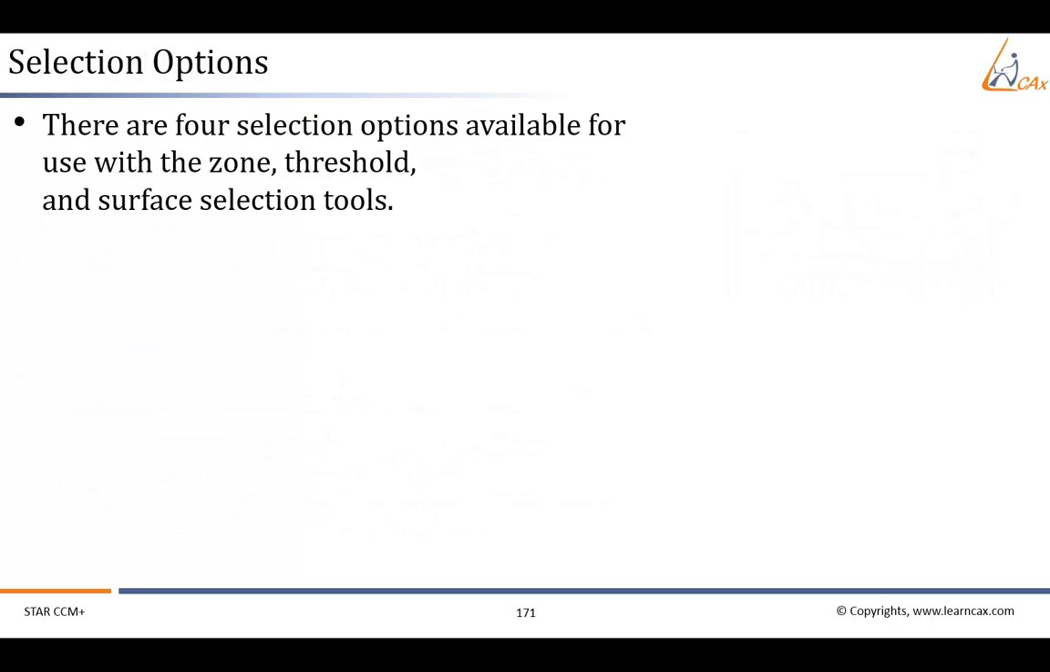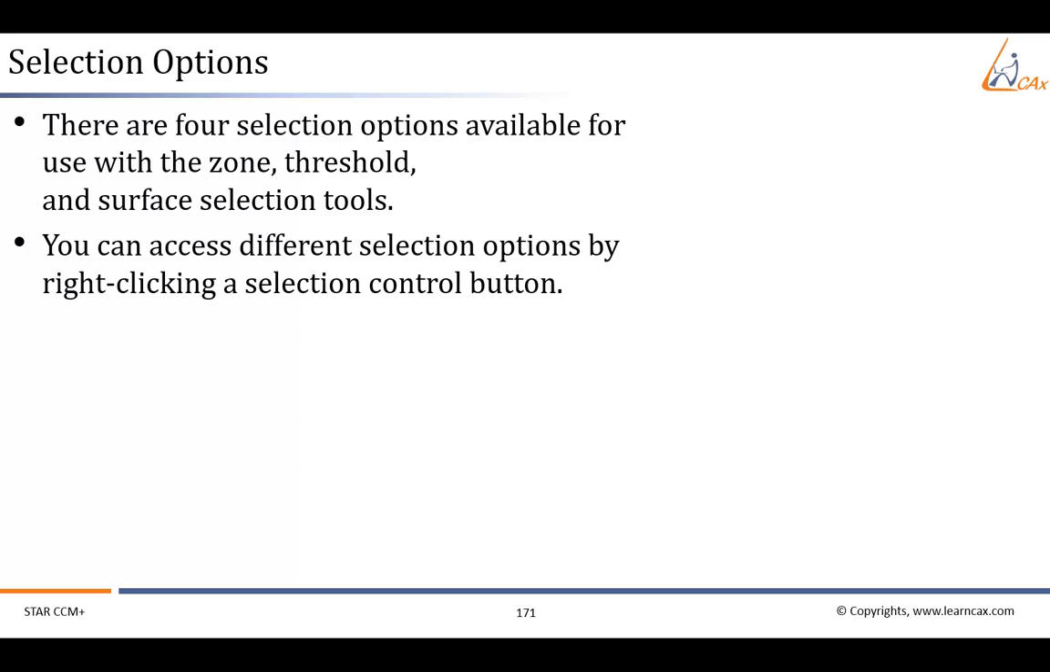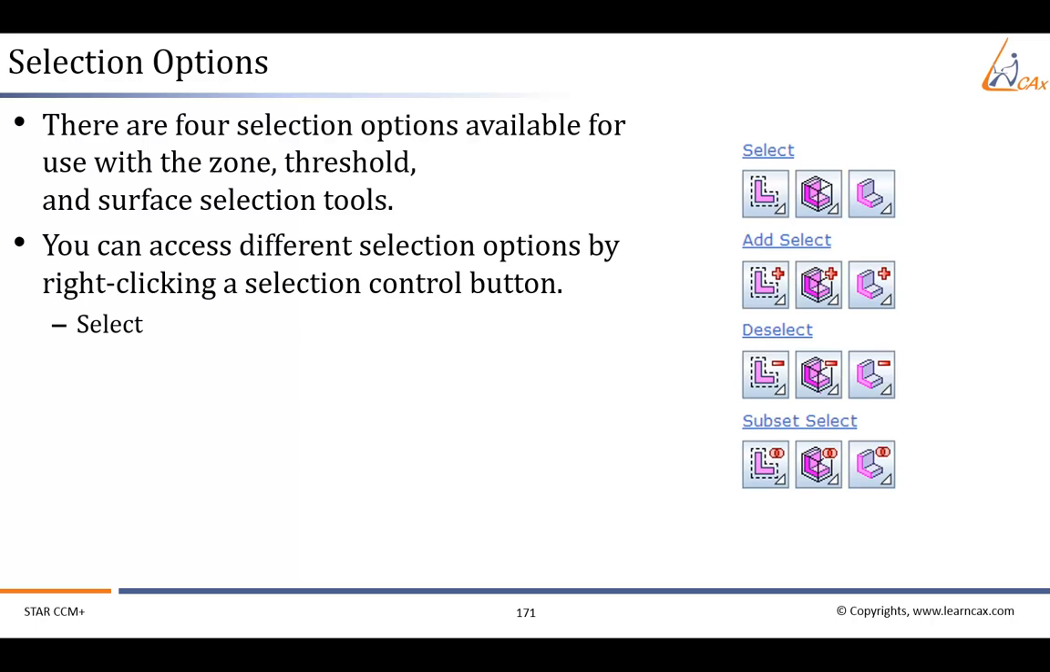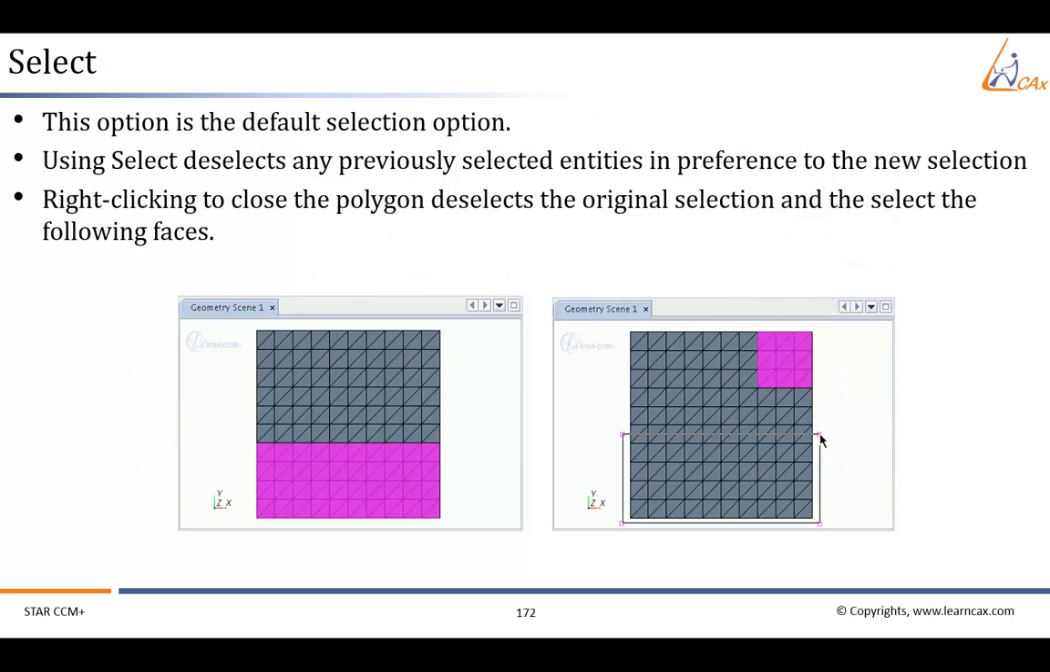There are 4 selection options available for use with the zone, threshold and surface selection tools. You can access different selection options by right-clicking a selection control button. The options are Select, Add Select, Deselect and Subset Select. We will see these options in detail one by one. The first option is Select. This option is the default selection option.